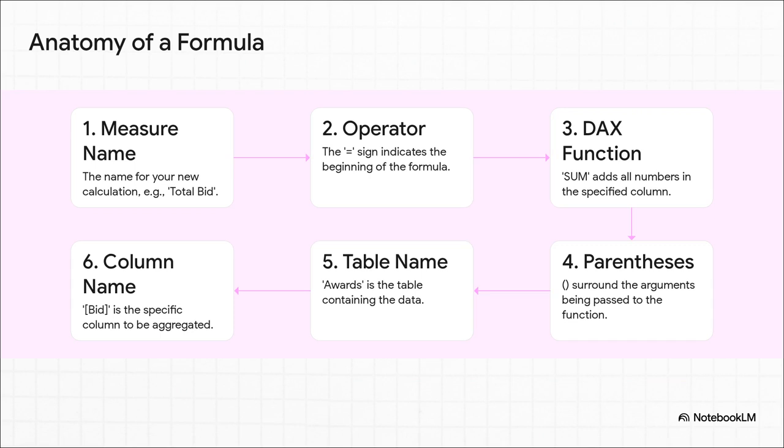See? It's totally logical. Step 1, total bid. That's just what we're naming our new calculation. Simple. 2, that little colon equal sign, that's just the starting gun, telling Power BI, hey, a formula's coming. 3, we use a function, in this case, sum, to tell it what to do. 4, the parentheses just hold the information our function needs. And inside, we tell it the table name, awards, that's step 5, and the specific column, bid, that's step 6. So all we're really saying is, sum up the bid column from the awards table. That's all there is to it.